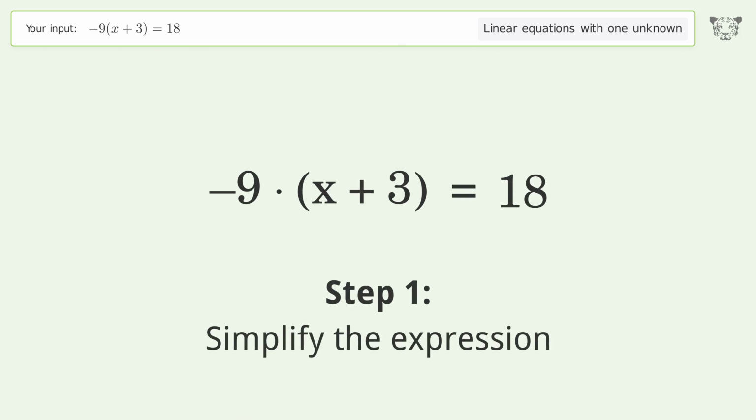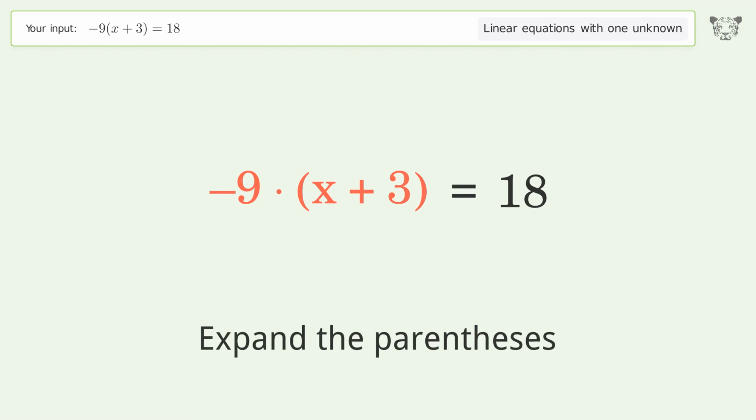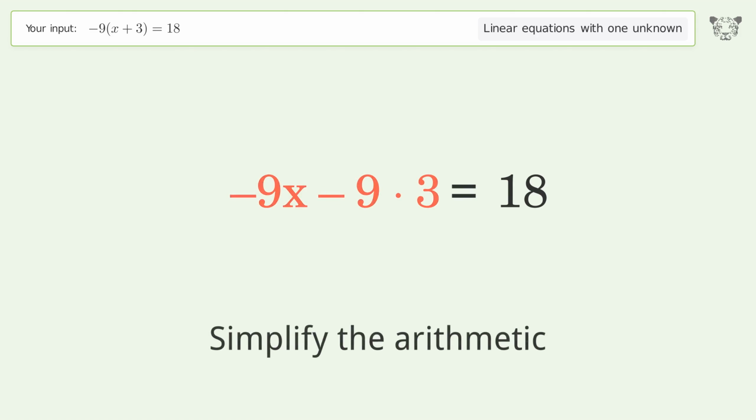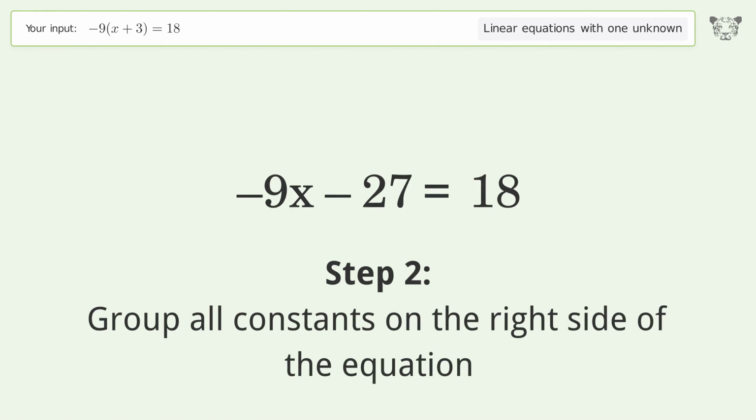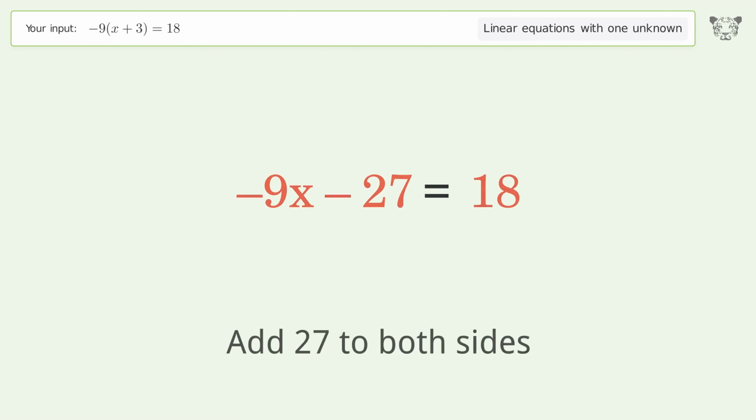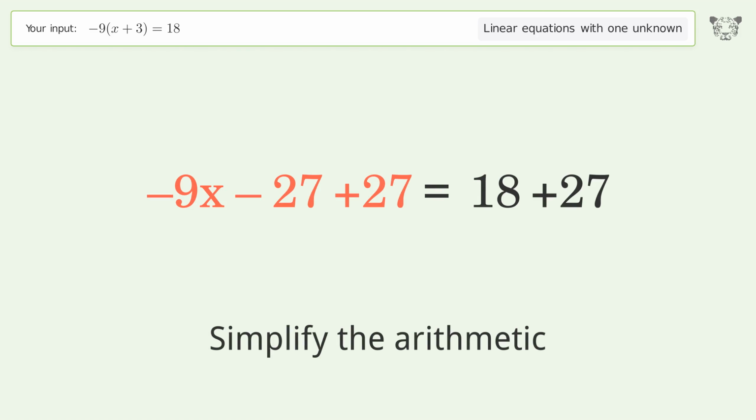Simplify the expression. Expand the parentheses. Simplify the arithmetic. Group all constants on the right side of the equation. Add 27 to both sides. Simplify the arithmetic.